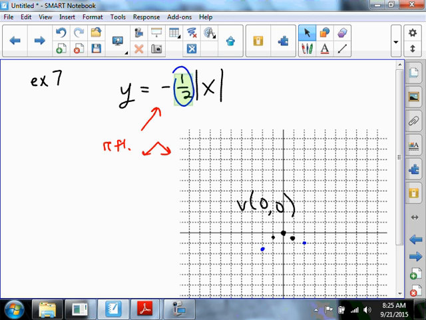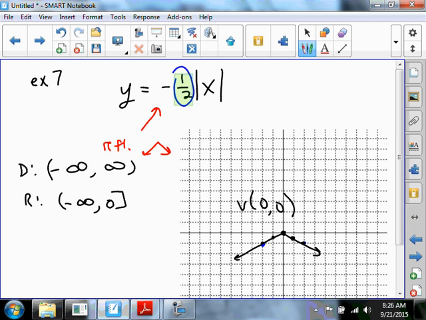So instead of going over 2 and down 2, we're going over 2 and down 1. Do we get the idea there? Okay. So the graph is essentially flattened out. So the domain is still negative infinity to infinity. The range, remember our reflection, the range changes. The range goes down to negative infinity, and the range goes as high as 0 in this case.